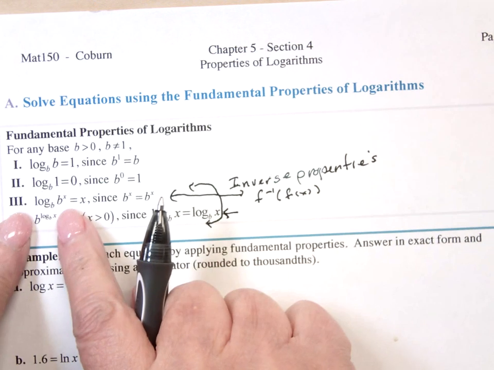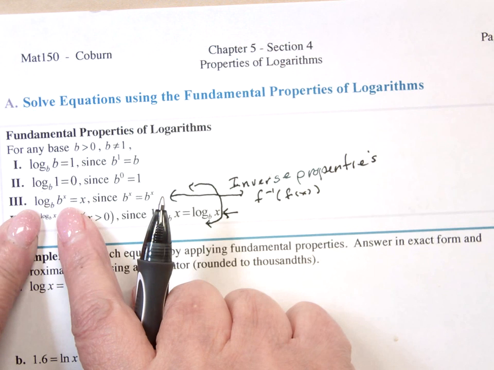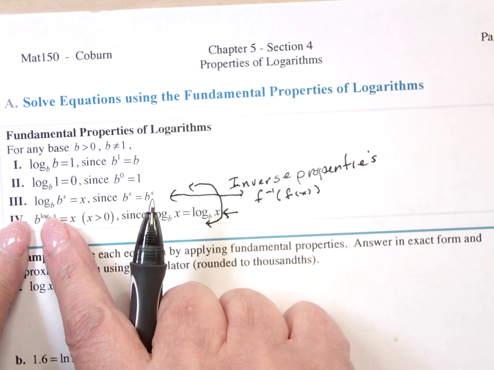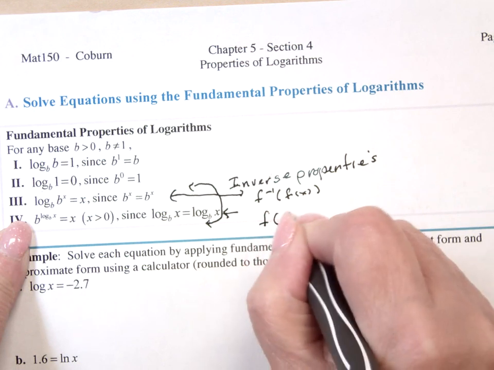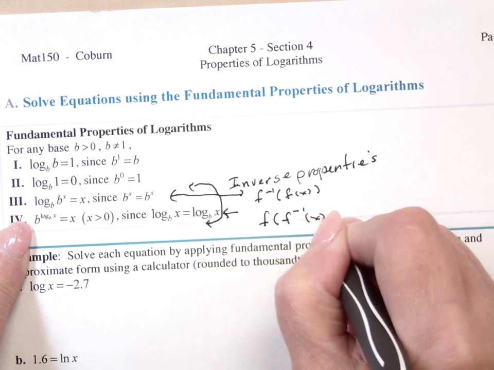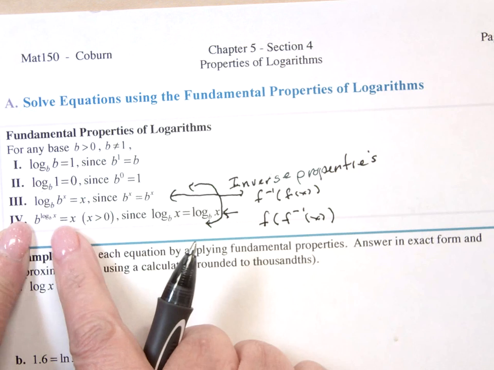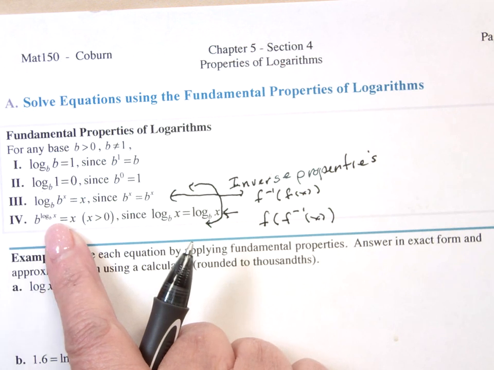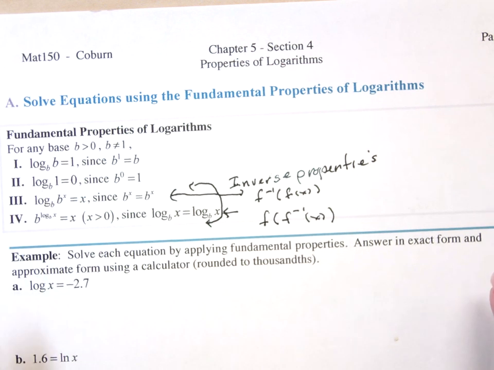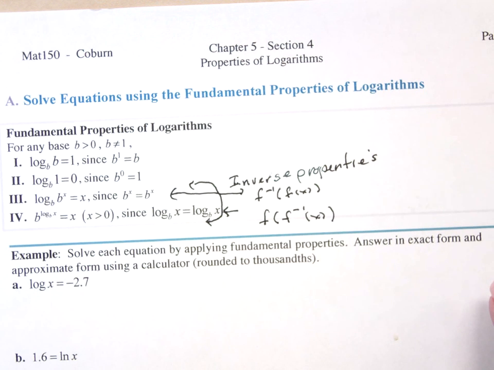Here, the exponent is the log, and the base is the exponential. This is f of f inverse of x. That says every place I have an x, I put the inverse. Well, the inverse of the exponential is the log. And they're normally called the inverse properties.